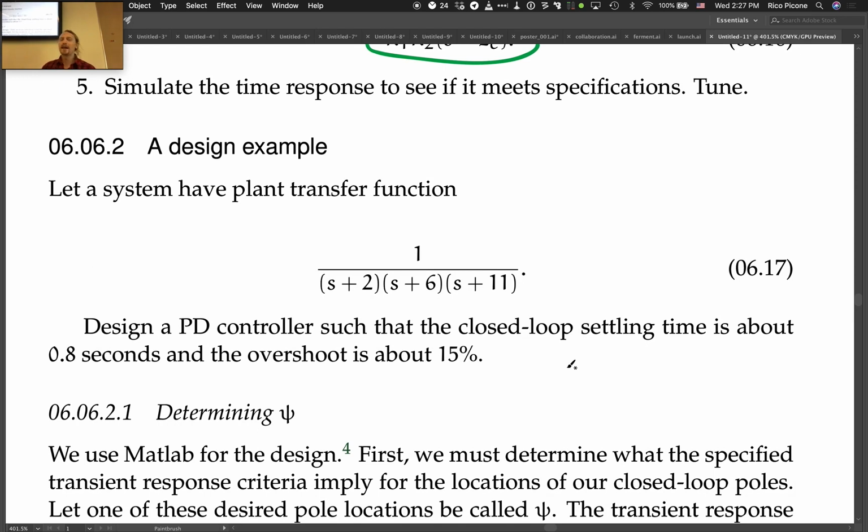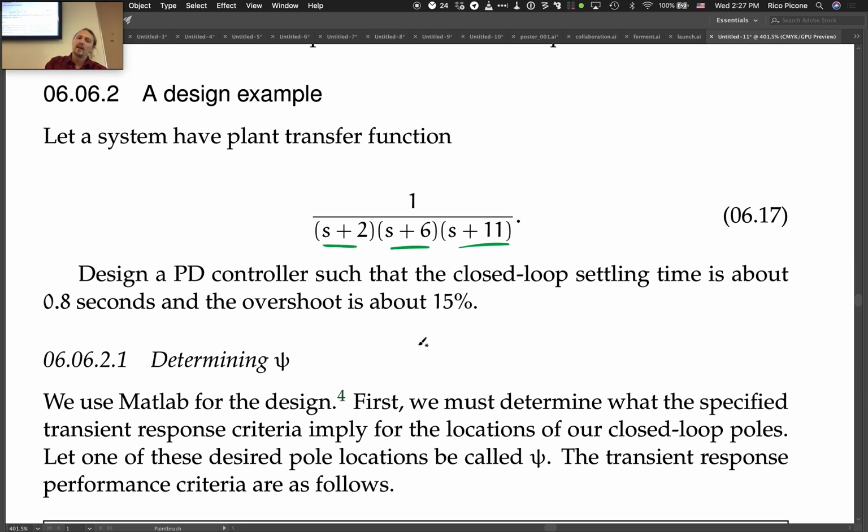Let's do a design example, okay? So let a system have the plant transfer function below. So it's got 3 poles. It's a third order system. And we're going to design a PD controller such that the closed loop settling time is about 0.8 seconds and the overshoot is about 15%.